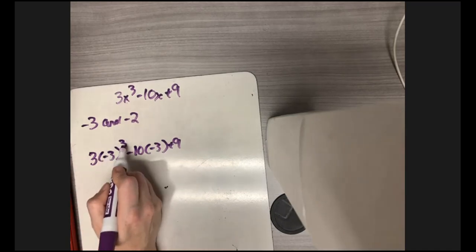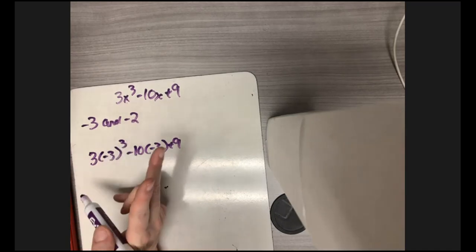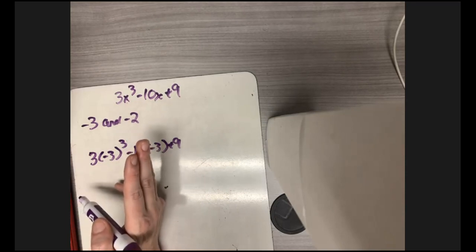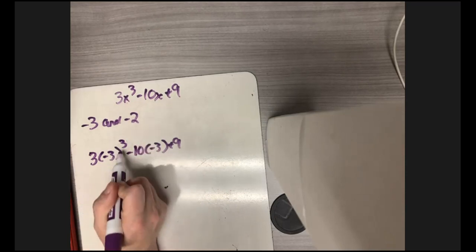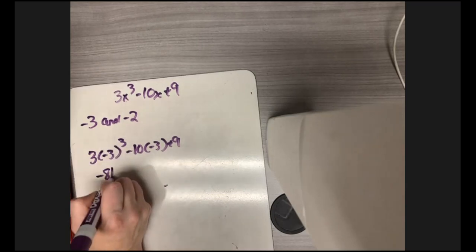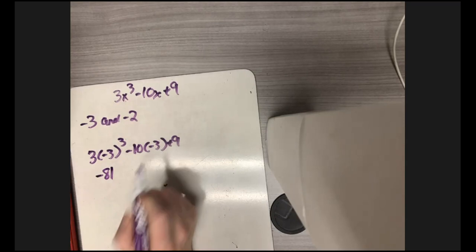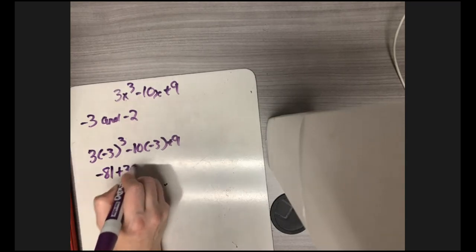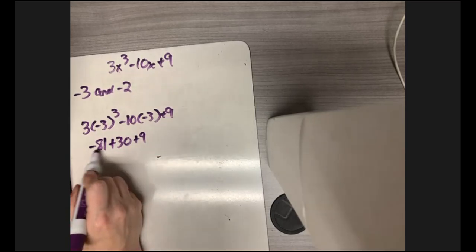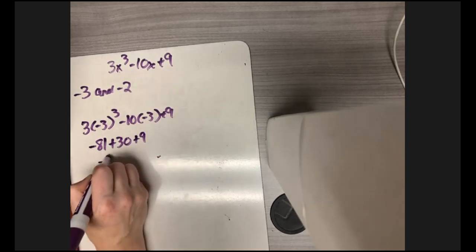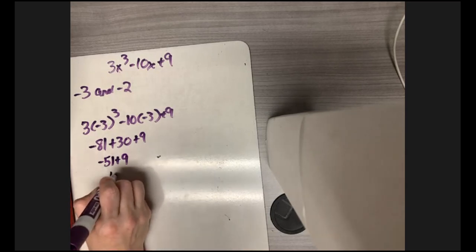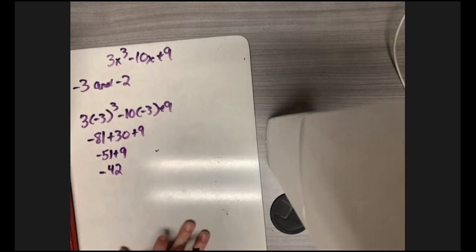So -3 cubed is going to be -3 times -3 is 9 times -3 is -27. So -27 times 3 is -81. -10 times -3 is +30. And I have plus 9. So -81 plus 30 is -51 plus 9. That's going to be -42 when we get that.